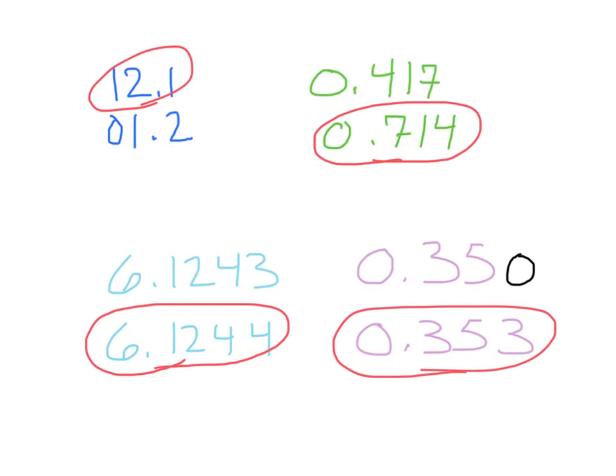Now, you may need to order more than 2 numbers, but your process is going to be the same. Find out which one's bigger, which one's smaller, and put them in order accordingly.